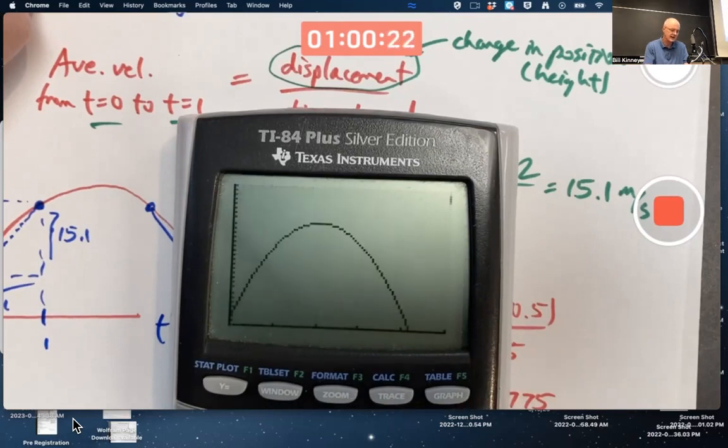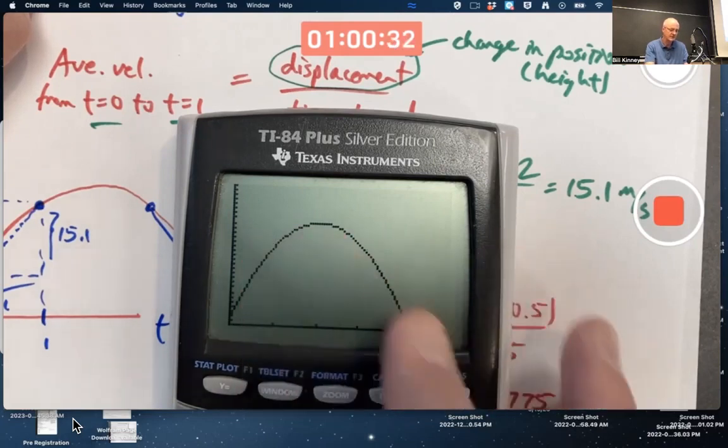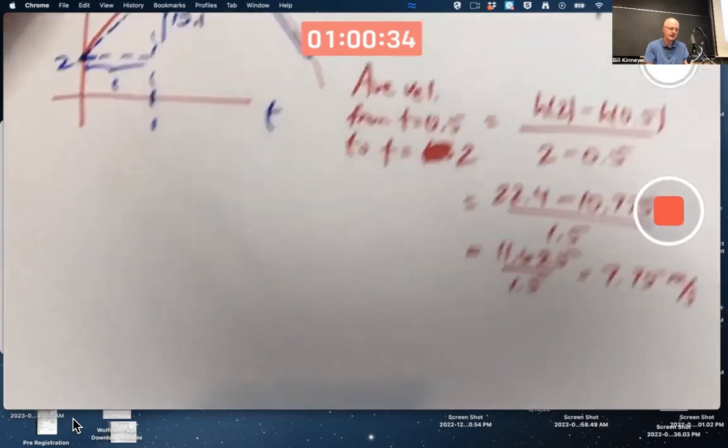Looks pretty good. Looks like it's going to come back down and hit the axis when t is a bit bigger than 4. And it looks like, for example, if I find the average velocity from time 2 to time 4, it should be negative. Let's do that. That'll be the final thing we do today.